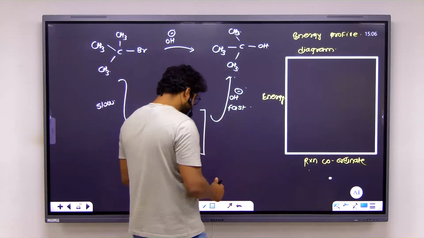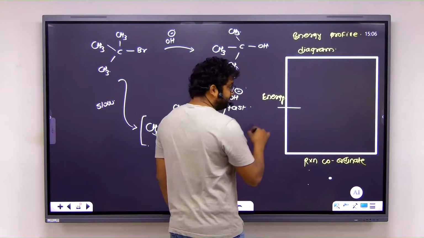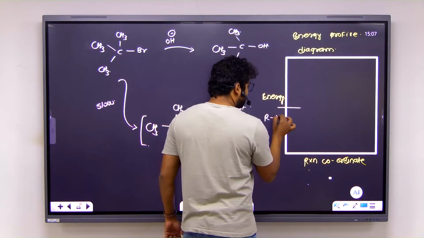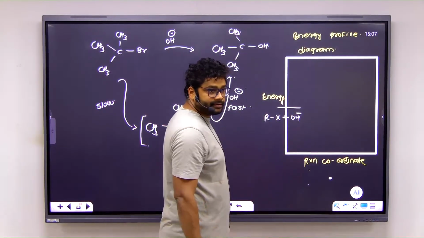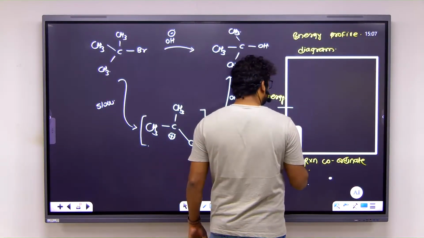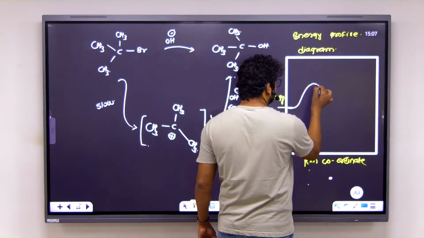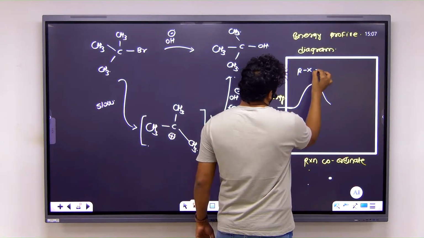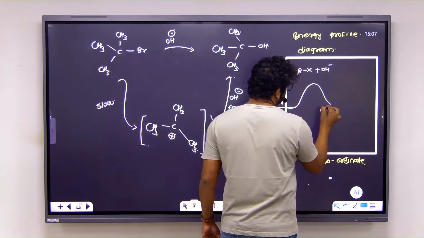So that's why I'm starting this graph from this location, right? These are your reactants, and your reactants are what? RX plus what? OH minus. Now when your RX approaches the OH, first it forms R plus.